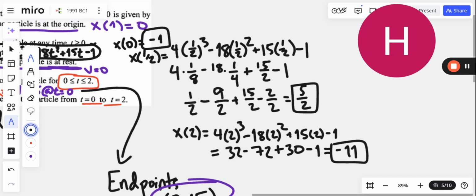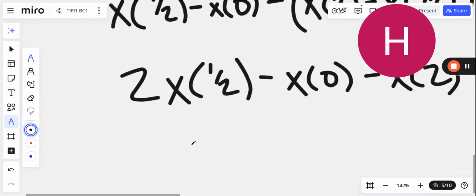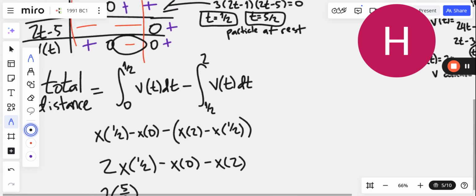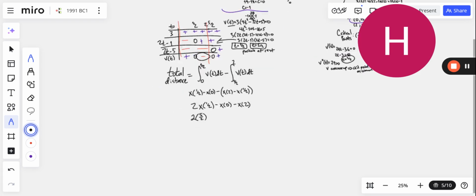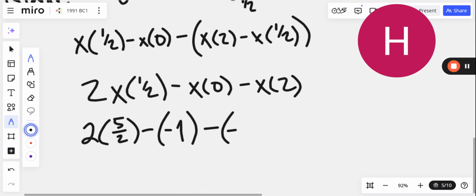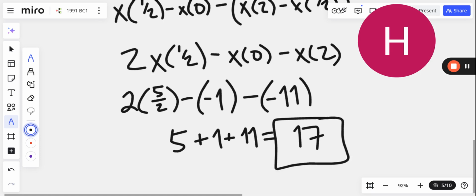So let's take these pieces and plug them into our total distance. 2 times x of 1/2, that's going to be 2 times, what was it, 5 over 2? Is that correct? I don't want to mislead. Yes, 5 over 2 minus x of 0, which was -1, so minus a -1, minus x of 2, which was -11. Okay, great. So we have 5 plus 1 plus 11, or 17. That is the total distance traveled.